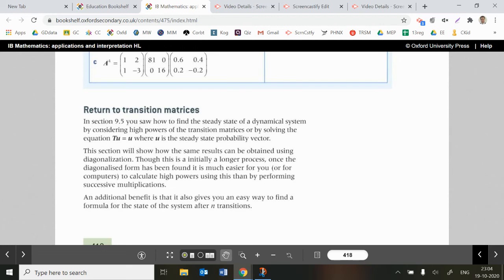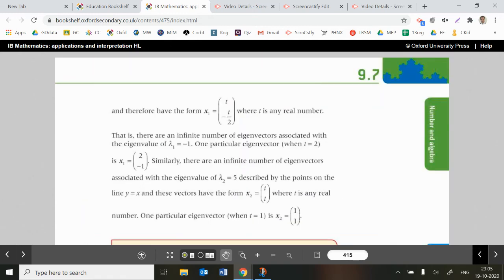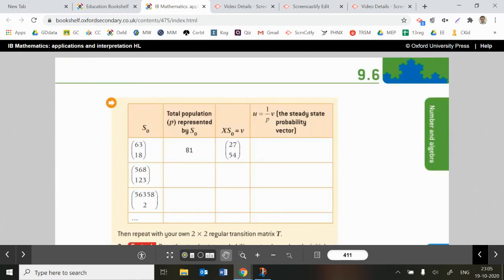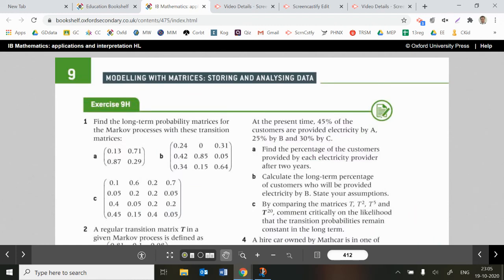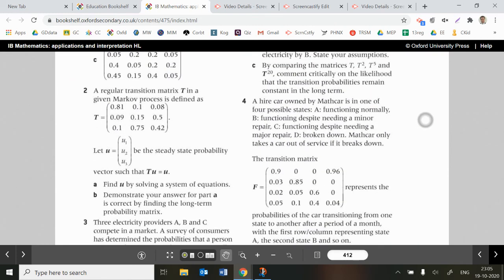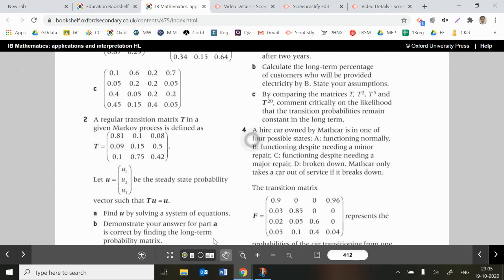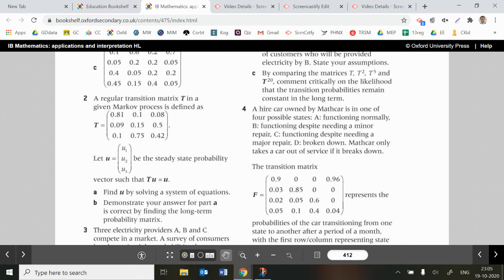It says you saw how to find the steady state of a dynamic system by considering high powers of the transition matrices, or by solving the equation Tu equals U. Now we did both of those things in one of the previous exercises. In fact, let's just go back, because that was a really good question. It's important that you have done that one. So that was question 2 from 9H. And so it asks you to work out U in 2 different ways.